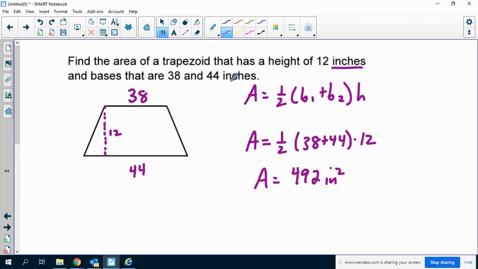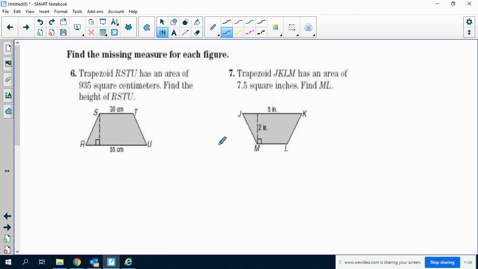Notice that everything's in terms of inches. So that means when I take the area, I have inches squared. A couple more problems where we may have to work backwards. Like what happens if I have to find the height?